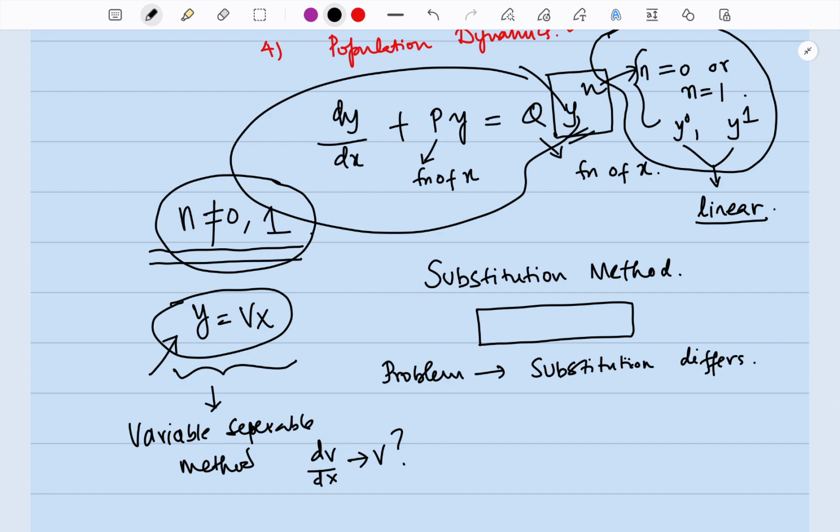Whereas with Bernoulli's differential equation, once I use the substitution method, it will automatically be converted into a first order linear differential equation. Can you see the beauty? First order linear differential equation. So it is a non-linear differential equation, but because of our substitution, Bernoulli's equation automatically takes the form of a first order linear differential equation. So this is a small introduction about Bernoulli's differential equation.